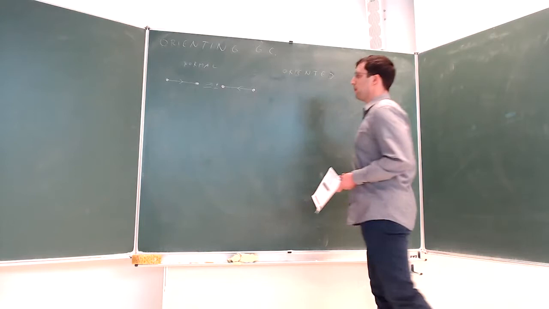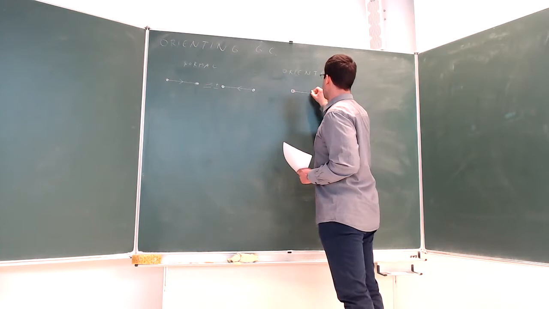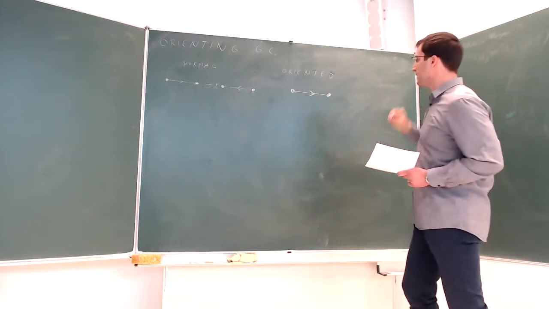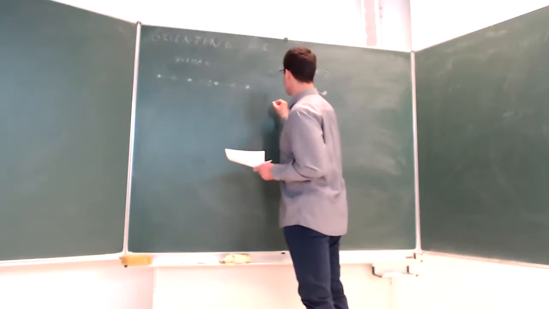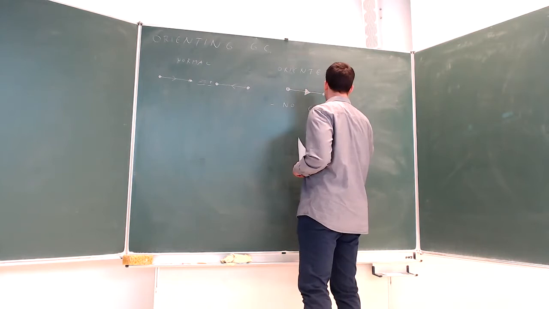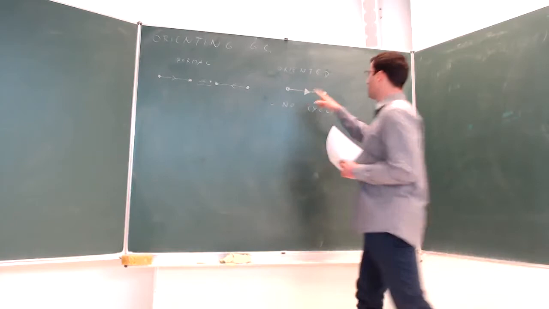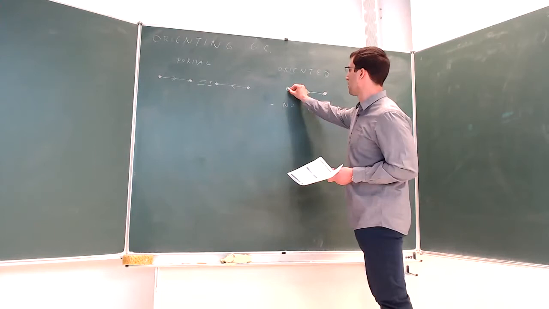Oriented graph complexes are more graph complexes, but they have edges that are strictly oriented, strictly directed. So they have a direction. Sometimes I write this arrow. And there is a condition: no cycles along directions. So that means this disallows a closed path that goes along arrows.